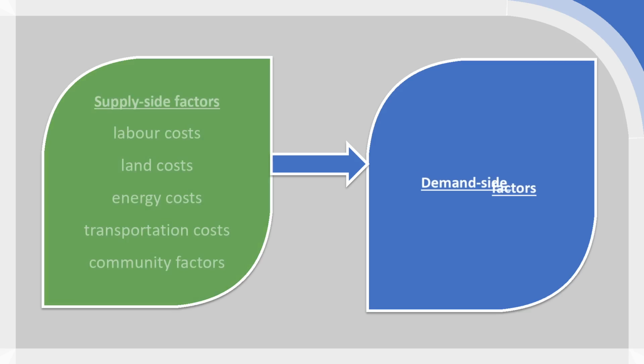So if we look at our traditional supply side factors, we have labor costs, land costs, energy, transportation costs, and community factors, of which most people would automatically look to label labor costs as the most important. And we see this if we think about common responses to a question such as why is the iPhone assembled in China? And the response is usually something along the lines of, well, labor is cheaper in China, so therefore the cost of assembly is cheaper.